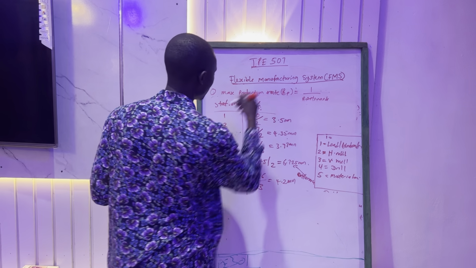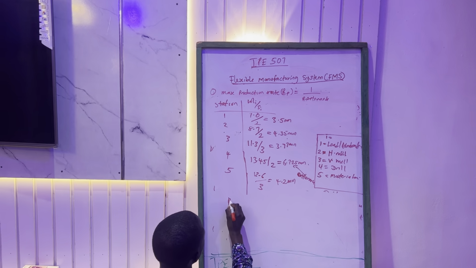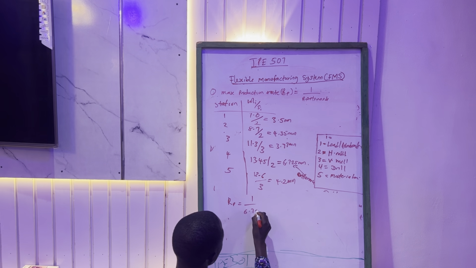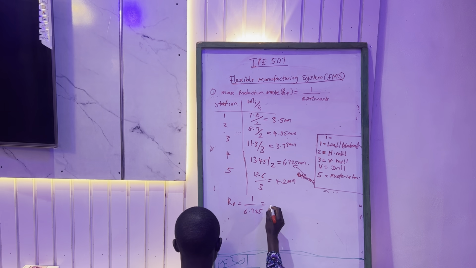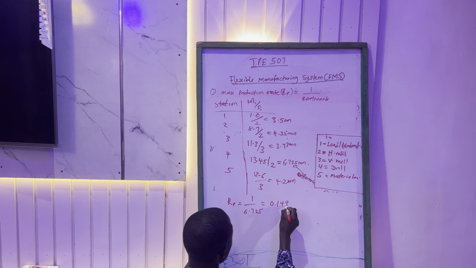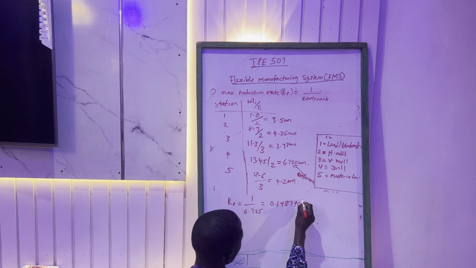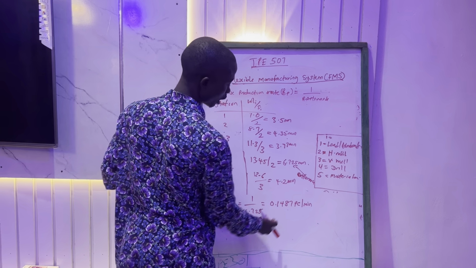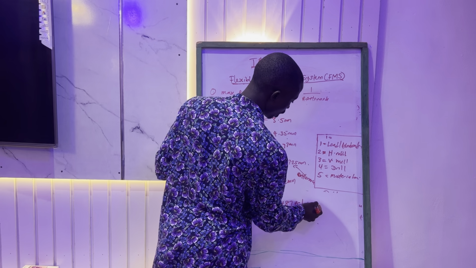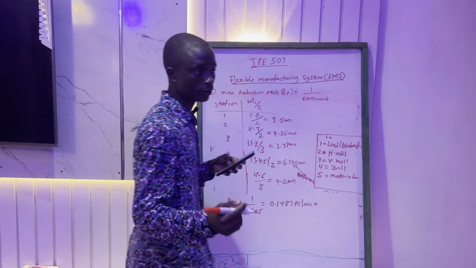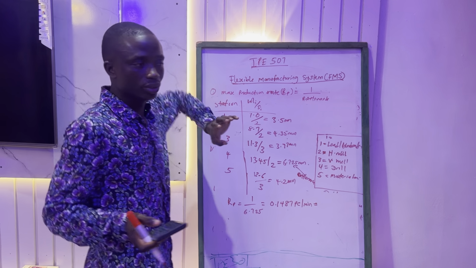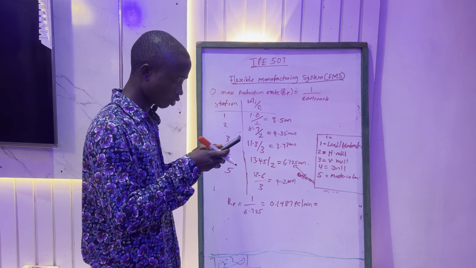Of course, now that we know our bottleneck, we can find out the maximum production rate, which is Rp, equals 1 over 6.725. That gives us 0.1487 production cycles per minute. That's the unit. Or if you like, you can convert it to hours by multiplying it with 60. So we have the Rp now. That's just the number one solution. Then we'll move to number two.